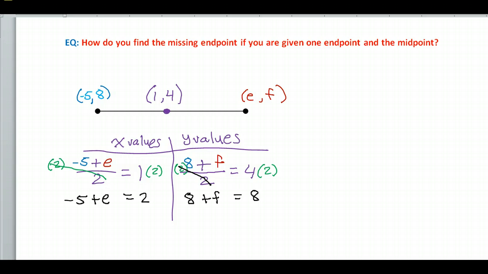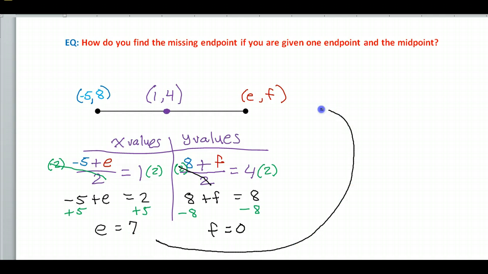If I want to solve this for e, I'm going to add 5 to both sides, plus 5 plus 5. That's going to give me e equals 7. And on this side, I'm going to subtract 8 from both sides, minus 8 minus 8. And that's going to give me f equals 0. So translating both of these values, that means this missing endpoint is the point 7, 0. So that is what we were trying to find.